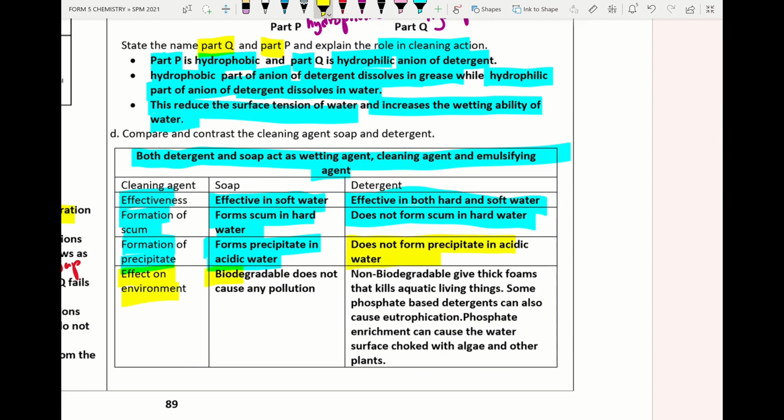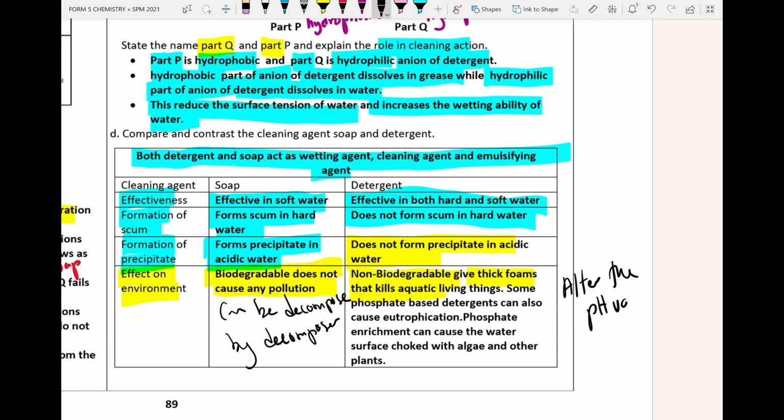Environmental effects: soap is biodegradable and can be decomposed by microorganism or decomposer. While detergent is non-biodegradable, it forms thick foam and will kill the aquatic living things. It will also alter the pH value of water and kill the aquatic living things.